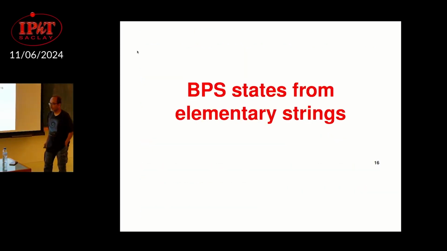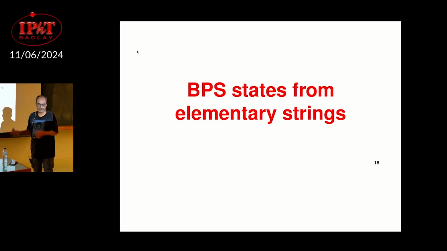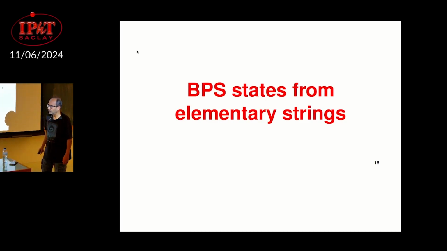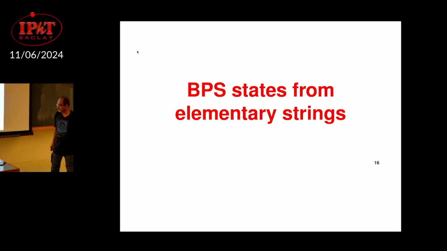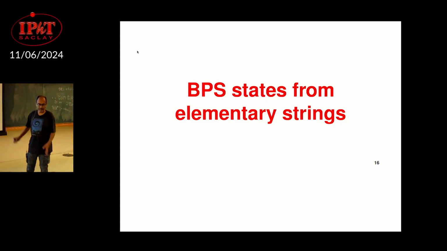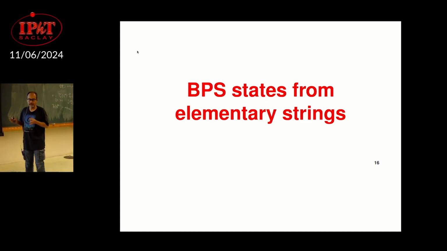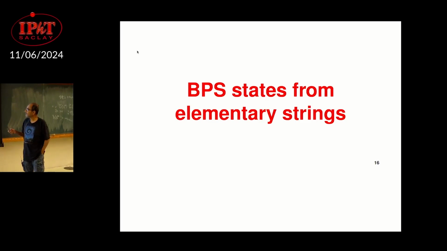Okay, so now I come to the part of the talk where, having given a general introduction of how to compute the index from black hole entropy, or index from the gravitational path integral, I am going to apply this to the specific system of BPS states which are supposed to represent elementary strings.